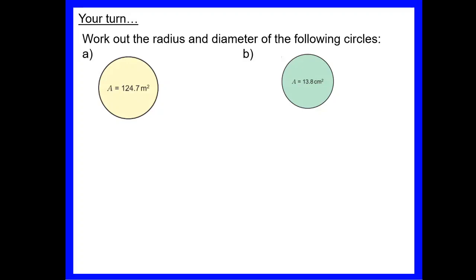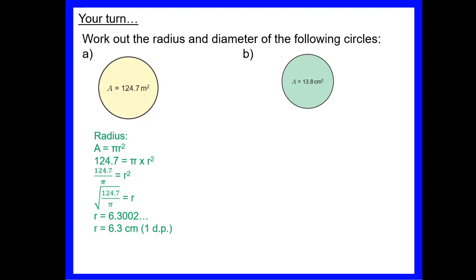Okay, so the first one then. So to find the radius, again we start with our formula. We substitute for A. We're going to divide by pi. Then we square root to get us the radius. The radius is 6.3002 or 6.3 to 1 decimal place. The diameter, 2 lots of the radius. So we've multiplied our calculator by 2 and we get 12.6 to 1 decimal place.